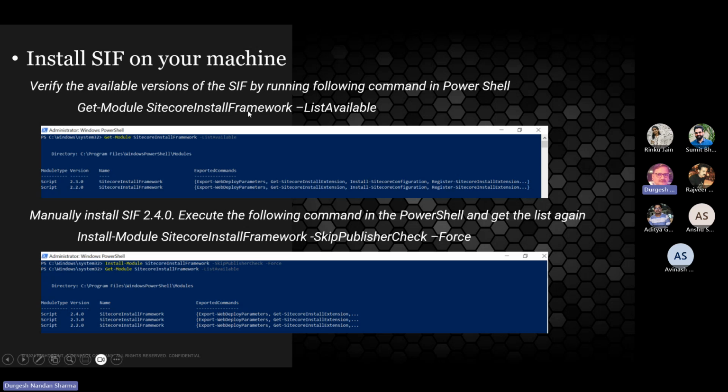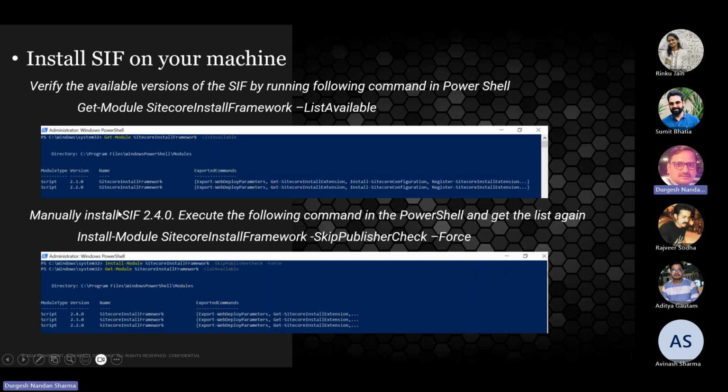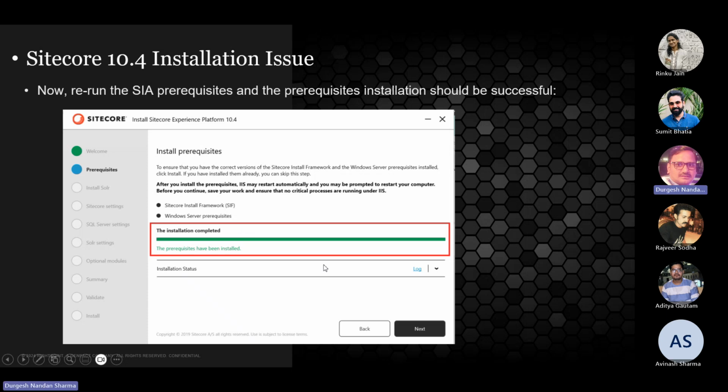So, Get-Module Sitecore Installation Framework with list available. Here the machine is showing 2.2.0 and 2.3.0. But for 10.4, SIF version 2.4.0 is required. So we are going to install it manually with this command: Install-Module SIF -SkipPublisherCheck -Force. Then the next time we run Get-Module list available, 2.4.0 is available, and after this, if we run the installation again, Sitecore will be installed.